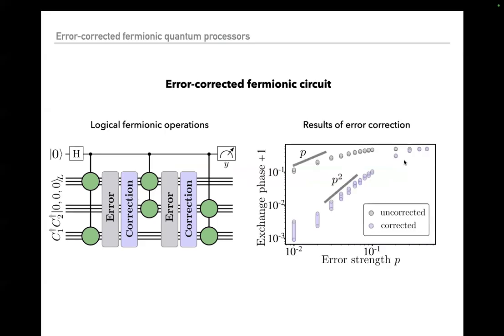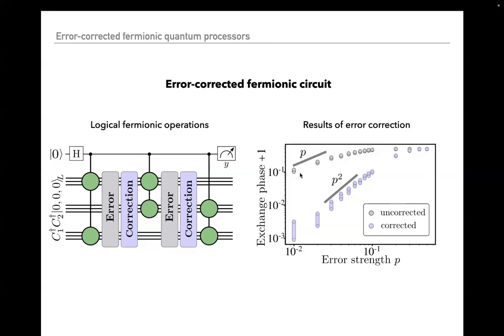And essentially, what happens can be seen over here. So this is the exchange phase +1. So if it's a fermion, this all should go to 0. And if you just apply the circuit with a certain error strength, which is essentially the probability for each mode to see a phase error in these layers, you see how if you reduce the error strength, you get a better and better result.